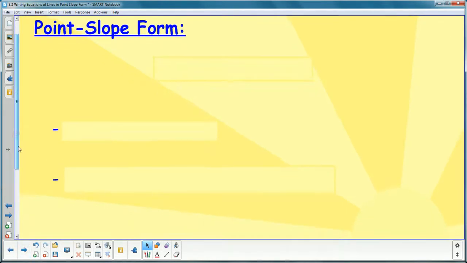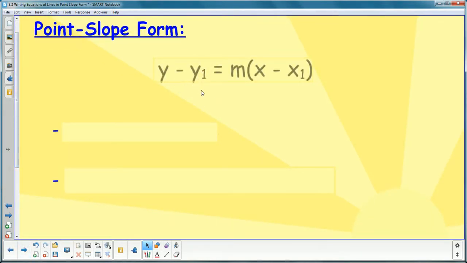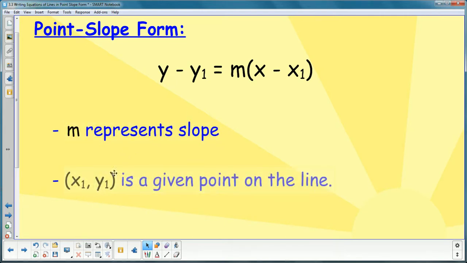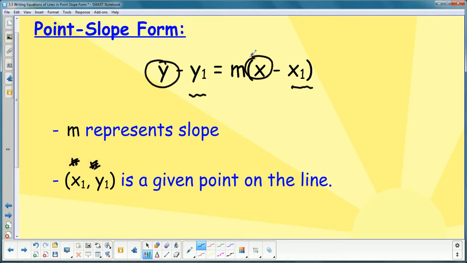So to start, we need to know what point slope form is. It's going to be y minus y sub 1 equals m, and then in parentheses x minus x sub 1, where again m, remember, is still representing slope. It's still going to be some number, and then x1 and y1, which are these values right here, are just a given point, meaning they are going to be some number. Okay, y and x will stay variables. They're not going to change. They're going to stay as y and x.